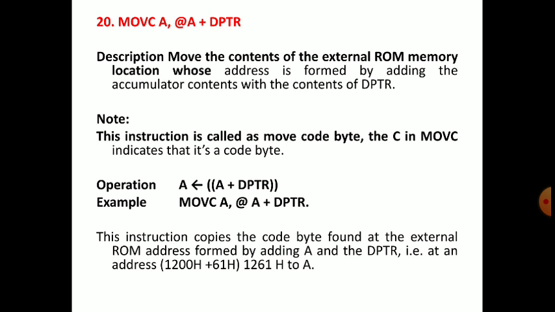This instruction is called move code byte. The C in MOVC indicates that it is a code byte. So the accumulator will be copied from the location obtained by adding the contents of the accumulator and DPTR. Examples: this instruction copies the code byte found at the external address formed by adding A and DPTR, at an address 1200H plus 61H, that is 1261H.